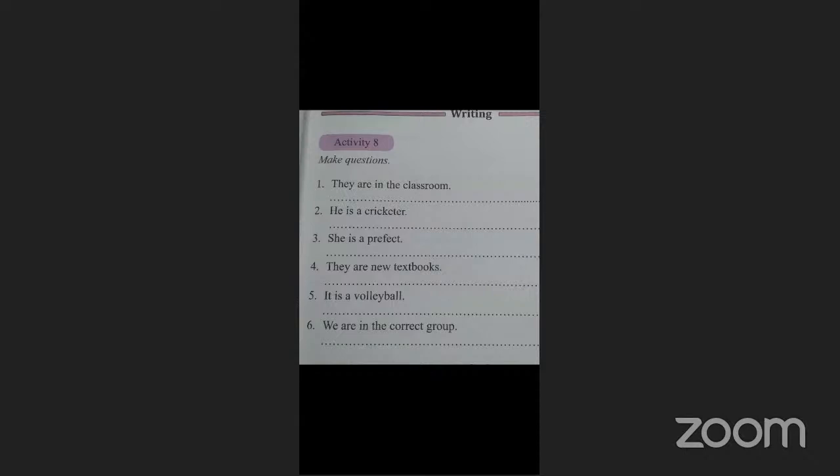Right. Number 2. He is a cricketer. How do you make the question? He is a cricketer. Yes. Is he a cricketer?